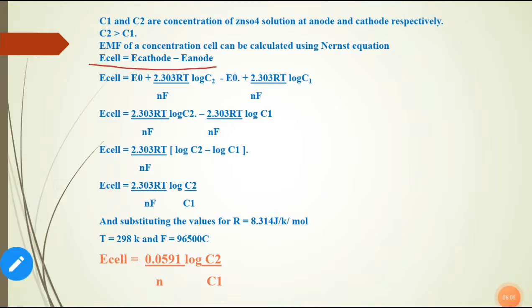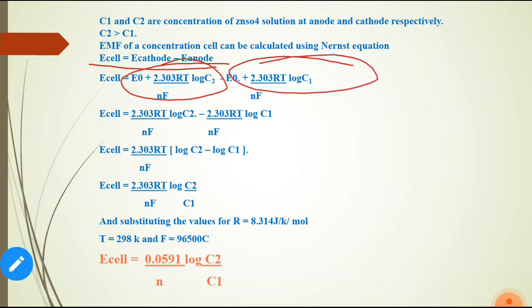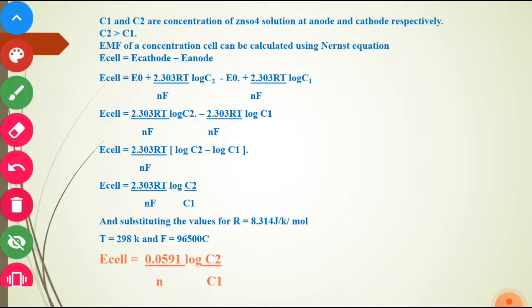Okay, next you have to see the EMF of the cell. Here also, by using the Nernst equation, we have to calculate E cell is equal to E cathode minus E anode. Here we have taken C2 concentration minus C1 concentration. Then we substitute for E cathode: E naught plus 2.303 RT divided by NF of log C2, minus E anode, which is E naught plus 2.303 RT divided by NF of log C1.